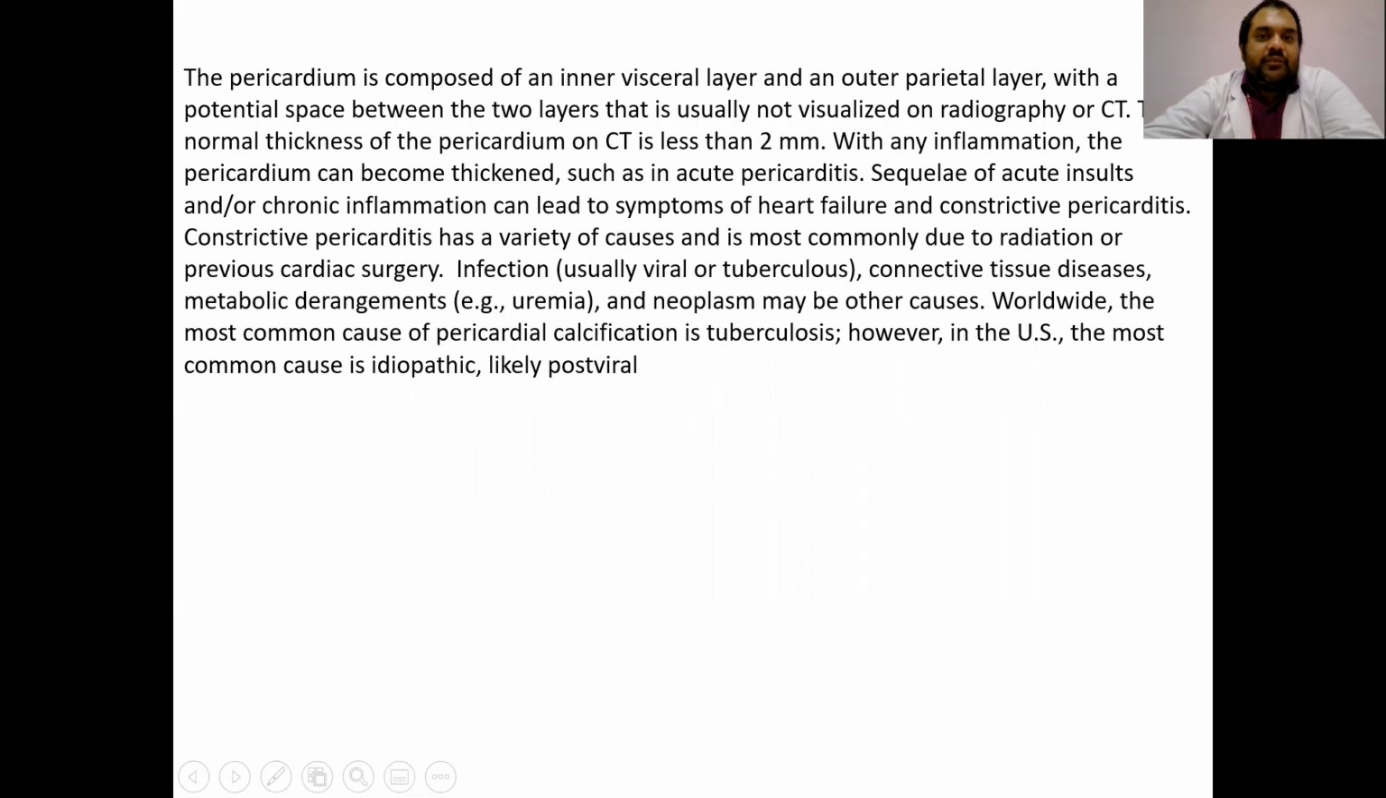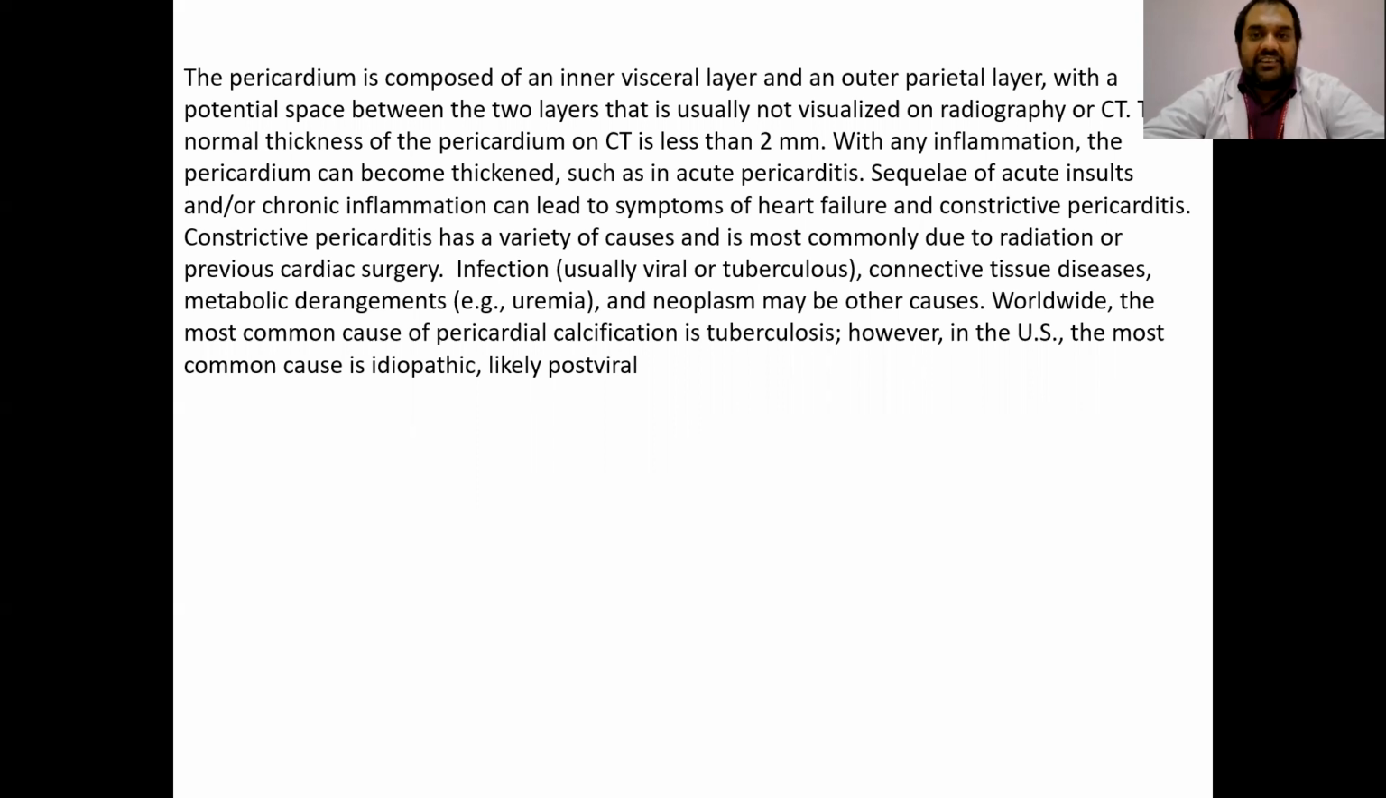The normal thickness of the pericardium on CT is less than 2 mm. With any inflammation, the pericardium can become thickened, such as in an acute pericarditis. Sequelae of acute insults and chronic inflammation can lead to symptoms of heart failure and constrictive pericarditis. The constrictive pericarditis has a variety of causes and is most commonly due to radiation or previous cardiac surgery.